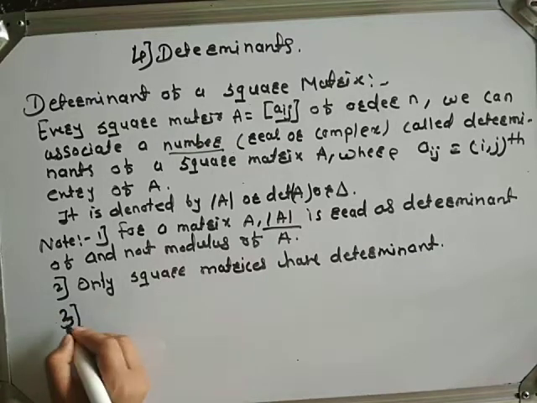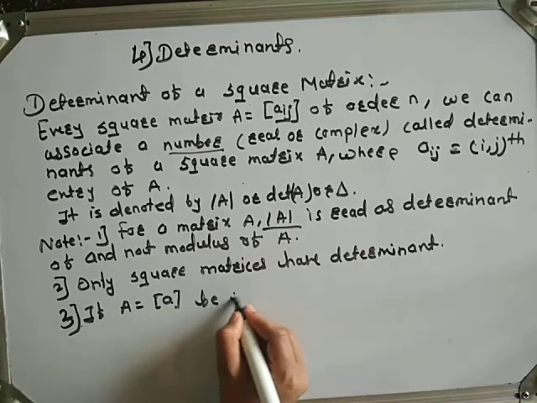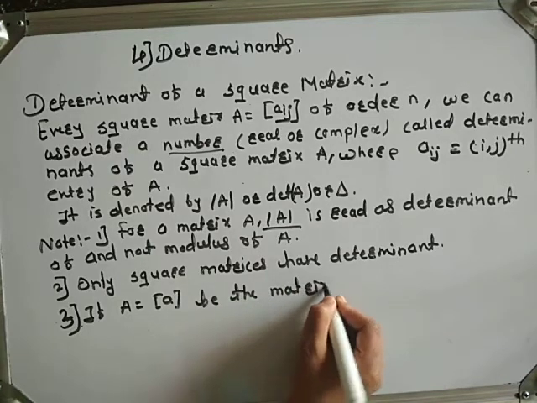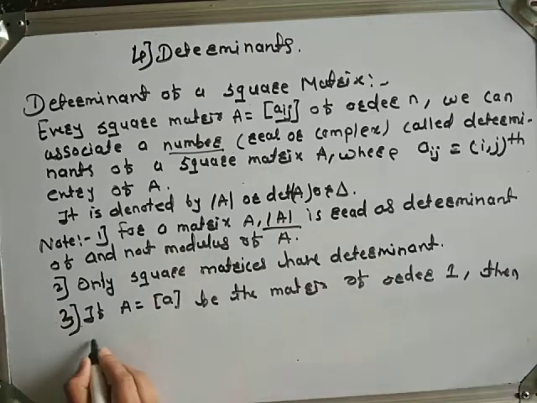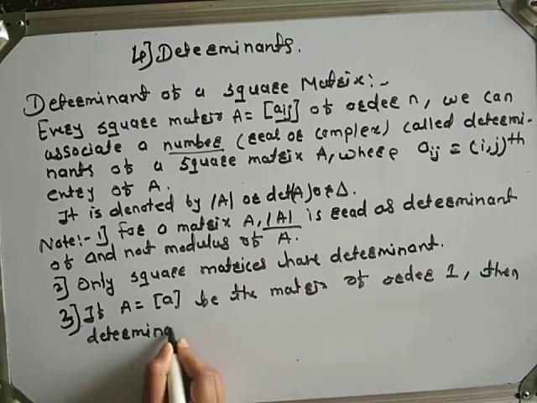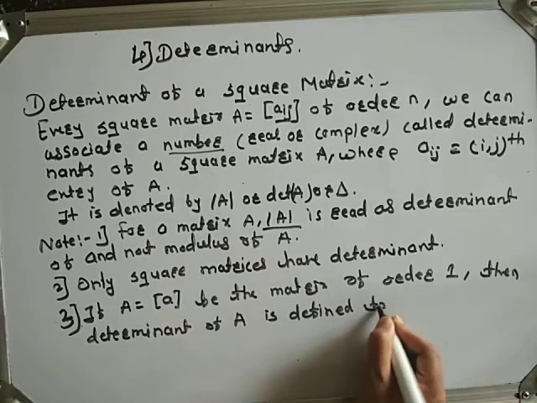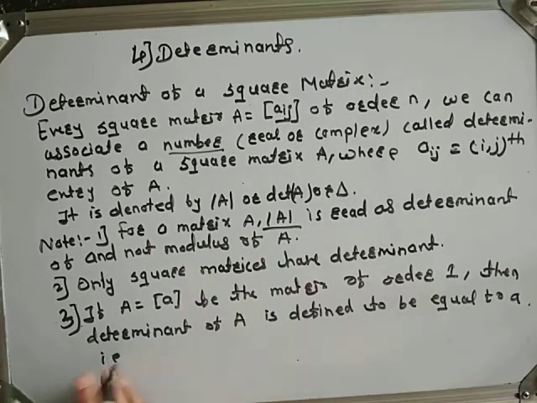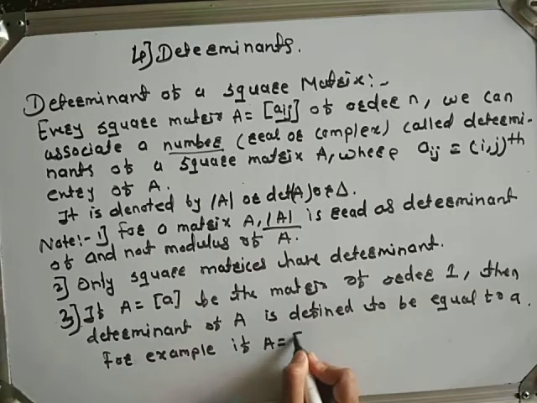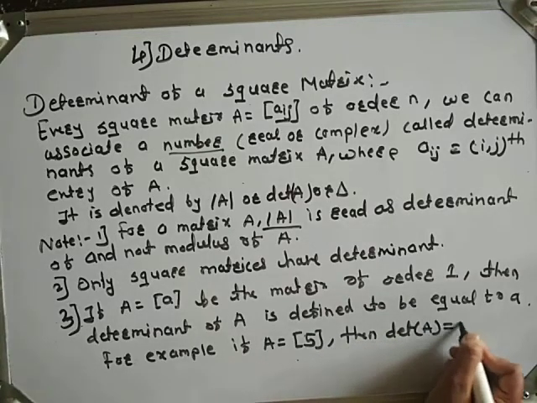Third note: if A is a matrix of order 1, then determinant of A is defined to be equal to A. For example, if capital A is the matrix 5, then determinant of A is equal to 5.